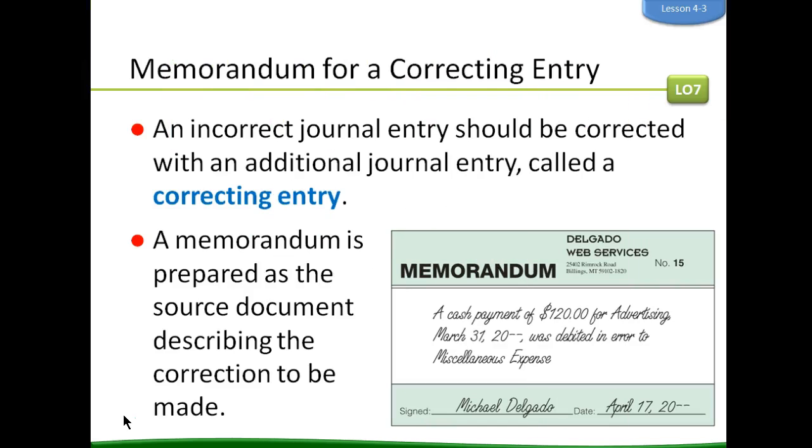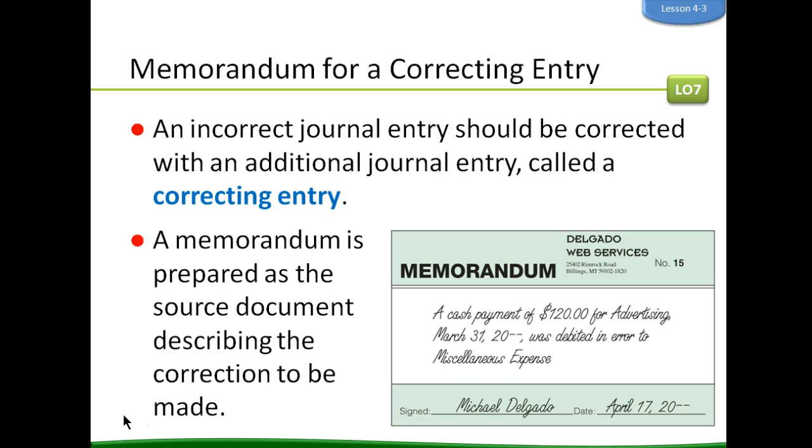So first step, an incorrect journal entry should be corrected with an additional journal entry called a correcting entry. Now, one of the things we have to remember is that if we made a mistake in our journal, so we were writing an entry, a transaction in our general journal, and we caught the mistake before anything else happened, we line through and then we write the correct entry on the next line. More than likely, we haven't gotten around to actually posting it.